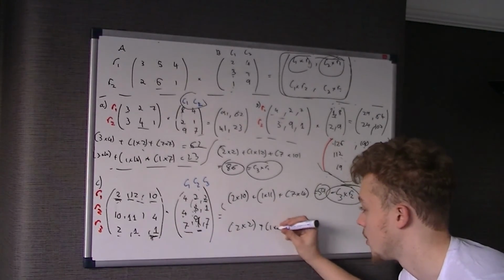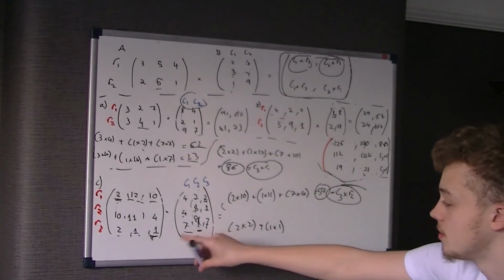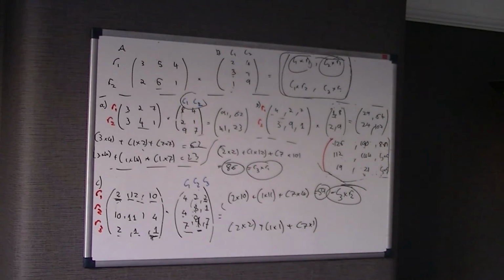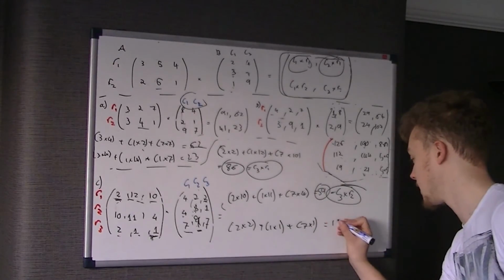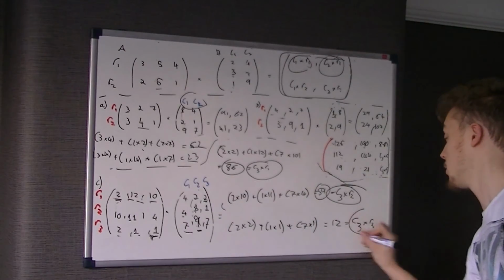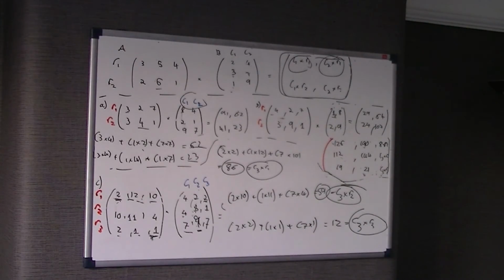So it's 1 times 1. And then it's 7 times 1, or 7 times 1. So therefore it's quite clearly 4 plus 1 plus 7. Okay, so 4 plus 1 plus 7 is 12. And that is equal to column 3 times row 3. Now you could have more columns and more rows and you would still follow the same principle.